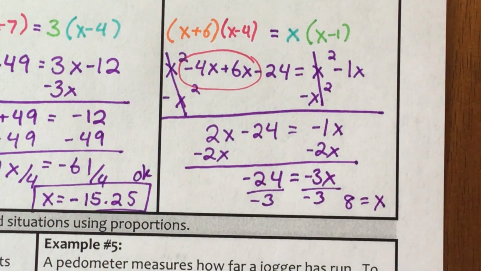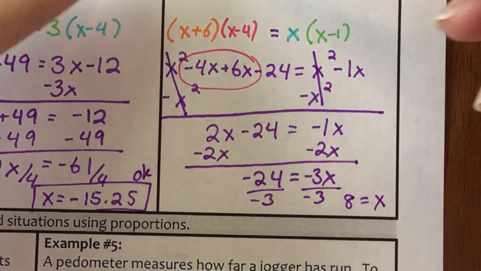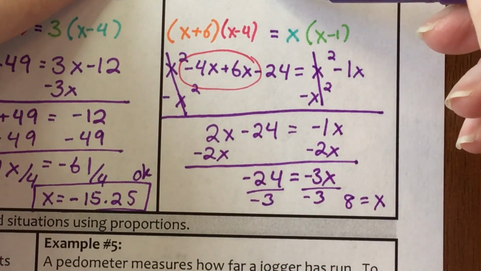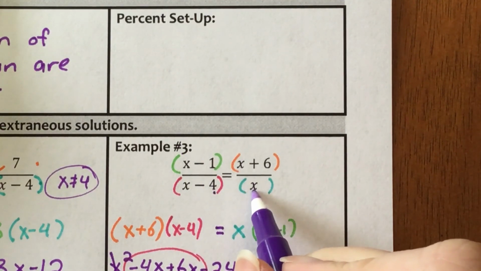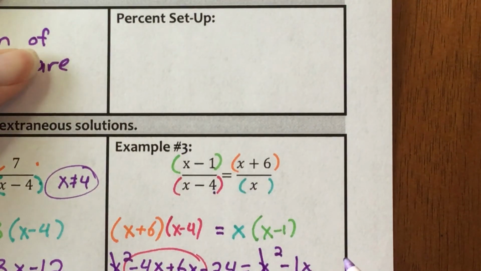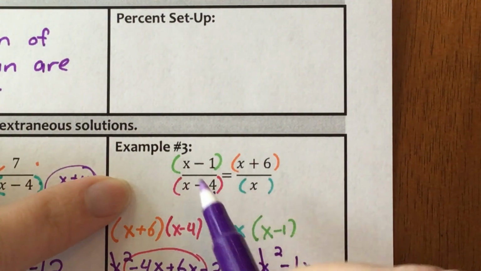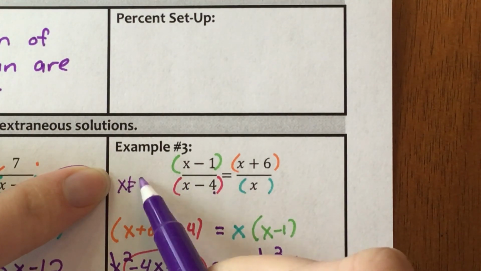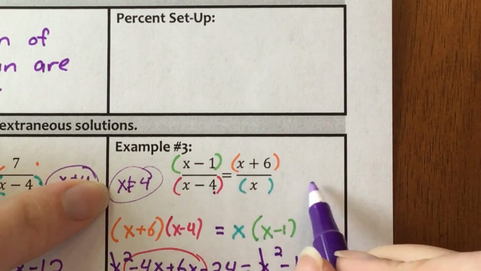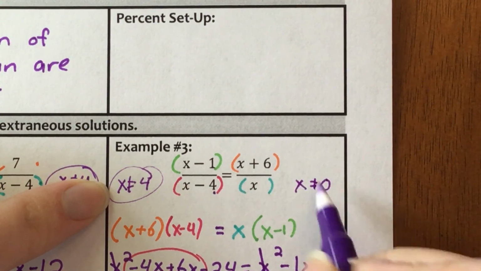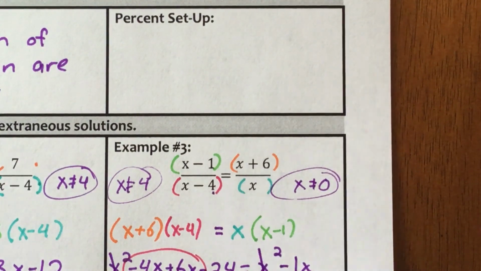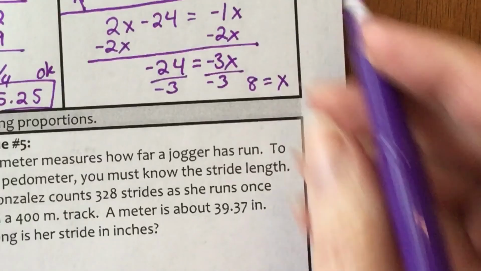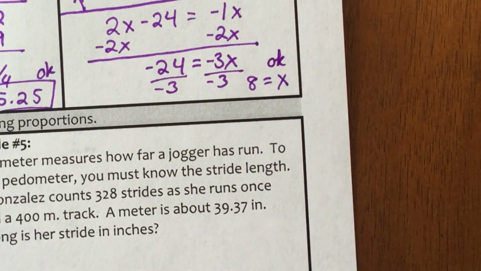Let's check and see if 8 would make either of these denominators equal 0. 8 minus 4 does not equal 0. If this x turns into an 8, it does not equal 0 either. Right? This would be x is not allowed to equal positive 4. This one, x would not be allowed to equal 0. There's nothing to solve on that one. So that answer, x equals 8, is totally fine. It is okay. All right, we'll do those word problems in the next video.